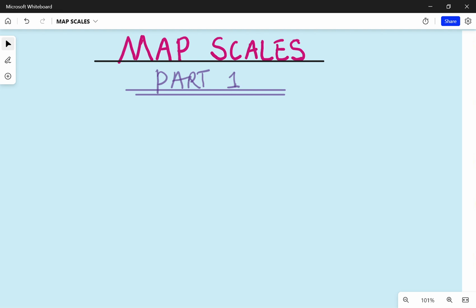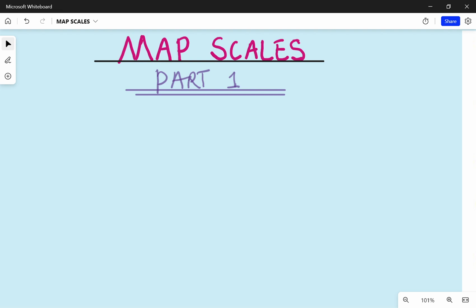Really, today, as you can see from your screens, we are just going to look at map scales. One thing that is so important is that this topic is both at junior and senior levels. This part one is going to help us understand how we can interpret scale related problems. So let's just jump into the lesson.